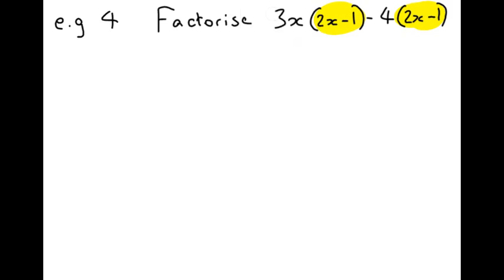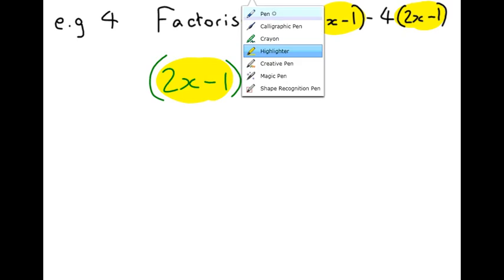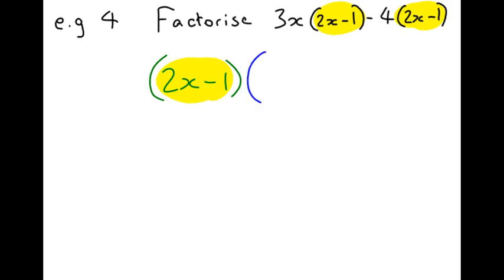And what do we do with common things? We take them outside the bracket. So the 2x minus 1 is the common thing, and I'll highlight it so you can see where it's come from, the common thing that we've taken outside our big bracket. Okay. Now we think, is there anything else that we can take out? No, there's nothing else that's common.